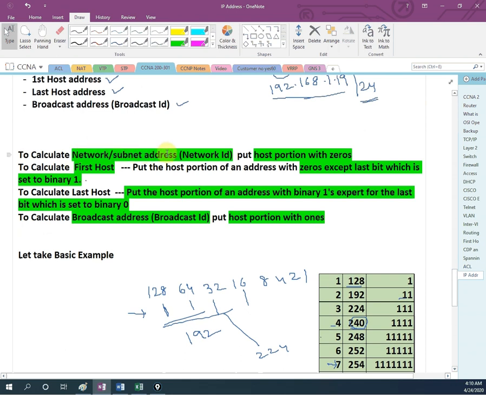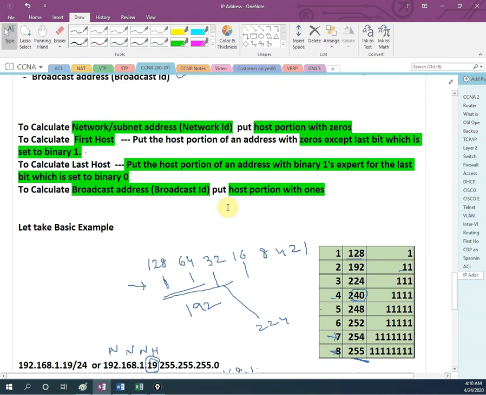So you just need to remember these points. Whenever you want to calculate the network ID, network address or subnet address, all are the same name. You need to make the host portion 0. When you want to calculate the first host, you need to make the whole host portion 0 and keep the last digit as 1. When you want to calculate the last host, you need to keep all host bits as 1 and make the last bit 0. And when you want to calculate the broadcast address, you need to put all the host portion as 1.